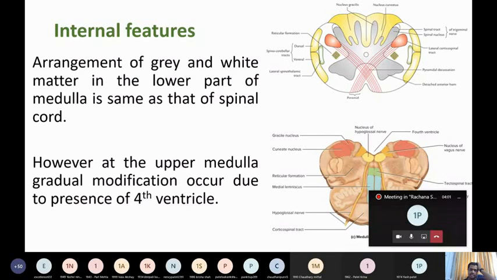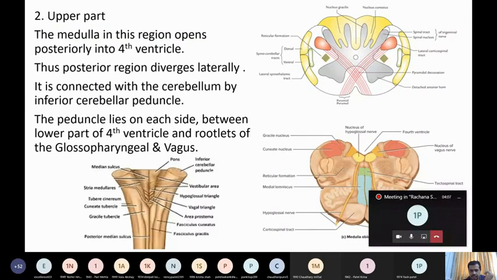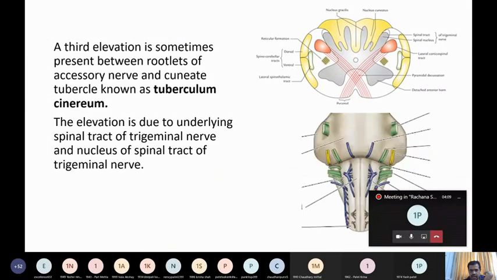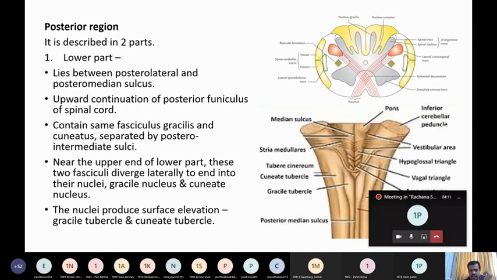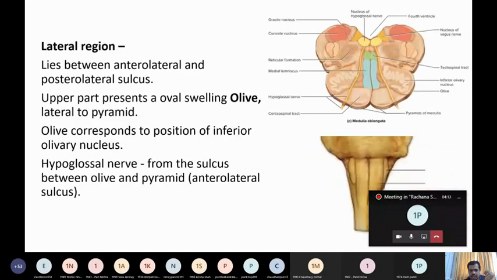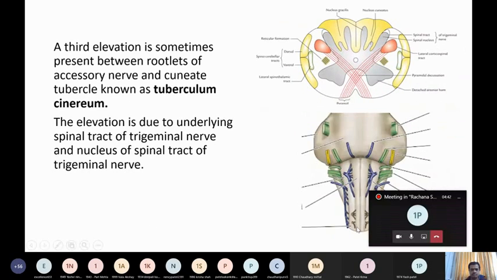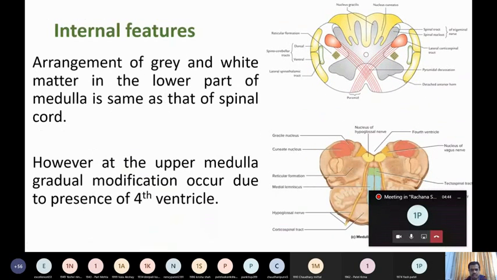So in the previous class, we studied regarding the external feature. We saw the features in the anterior surface. Then we studied the feature in the posterior surface. Now we'll see the internal feature of the medulla oblongata.